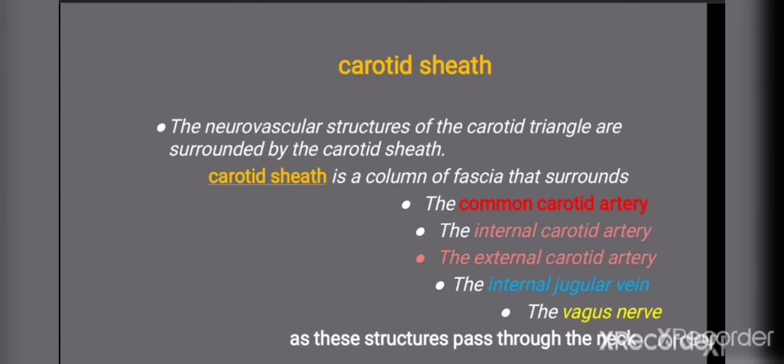Now what is the carotid sheath? It is the neurovascular structures of the carotid triangle. They are surrounded by a fascial sheath, and this is known as the carotid sheath. And it is enclosing the common carotid artery and its branches like the internal and external carotid artery, the internal jugular vein, and the vagus nerve.